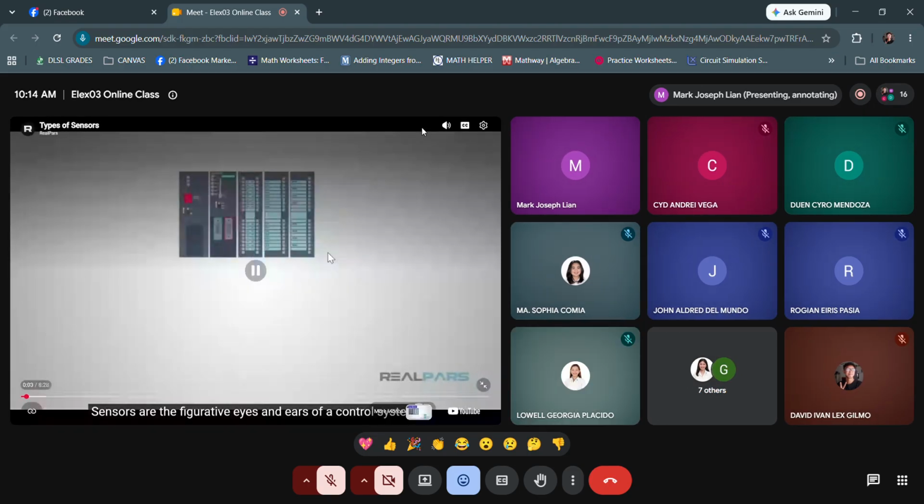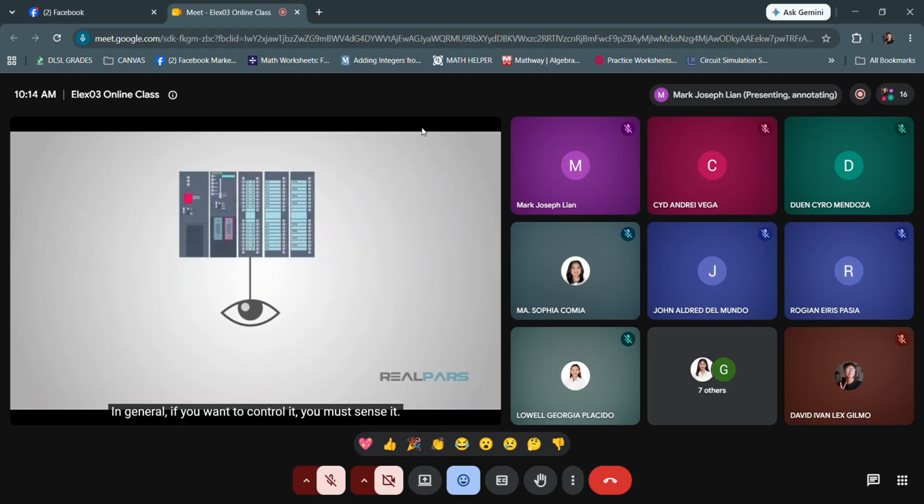Sensors are the figurative eyes and ears of a control system. In general, if you want to control it, you must sense it. Because the controls engineer is often called on to specify sensors and deal with sensing problems, sooner or later, we will all get more than enough familiarity with them.